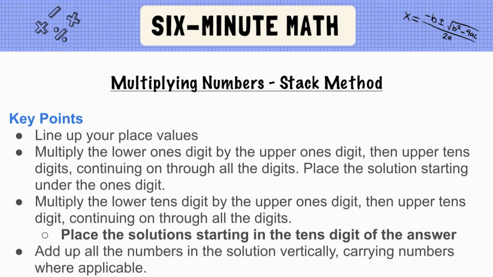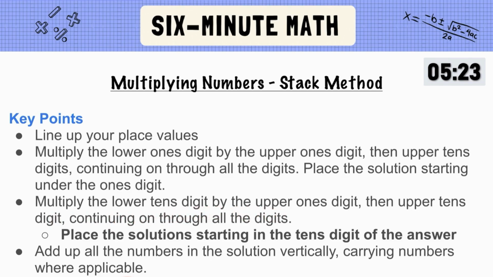Here we go. Our key points when we are multiplying using the stack method is to at first line up our place values. We are going to multiply the lower ones digit by the upper ones digit, then by the upper tens digit, continuing on through all the digits. The solution will go in our answer starting under the ones digit. Then we are going to multiply the lower tens digit by the upper ones digit, then the upper tens digit, continuing on again through all the digits.